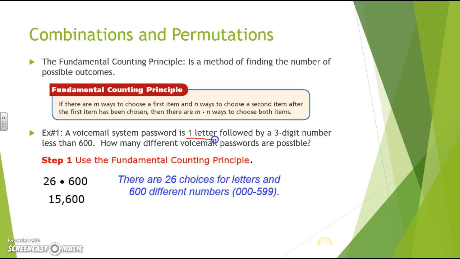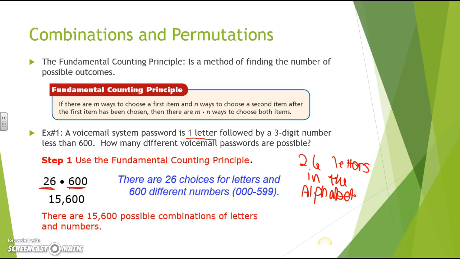So how many letters are there in the alphabet? There are 26 letters in the alphabet. And then a 3-digit number less than 600. So we take our 26 letters of the alphabet times 600, since it's 600 or less, which is 000 to 599. When you multiply that, it gives you 15,600. So there are 15,600 possible combinations of letters and numbers that you can create a password for your voicemail.